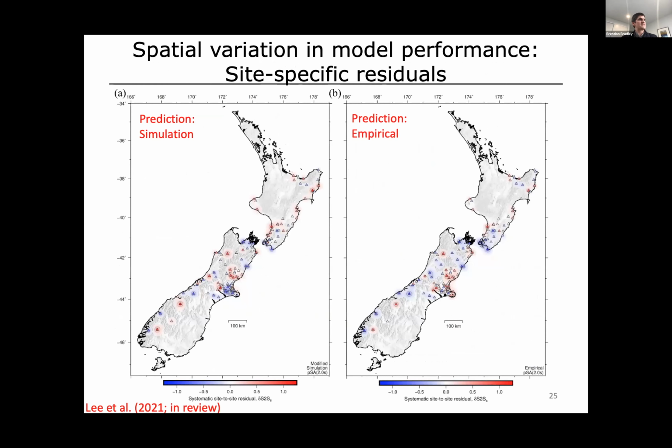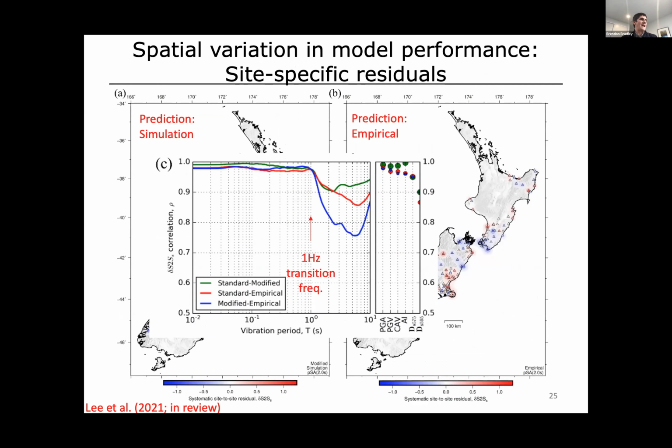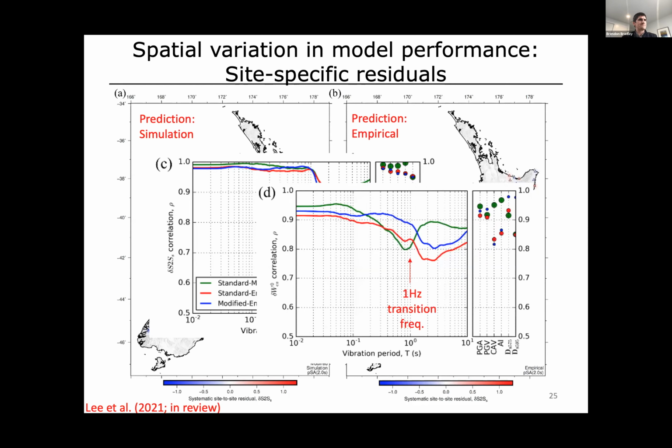In a similar fashion, we obviously have repeated observation at the same set of locations, and so we can start to look at equivalent systematic site-to-site residuals. Again, I'm showing here comparisons between simulation and empirical, and again, specifically looking at the correlation in those terms. And again, if I draw your attention to the blue line comparing the modified simulation with empirical, we can see that at short periods below the transition frequency, so in the HF portion of the hybrid simulation, we almost have a one-to-one correlation in those site terms, which is really reflective of the fact that VS30-based site response is being used for both simulations and empirical methods.